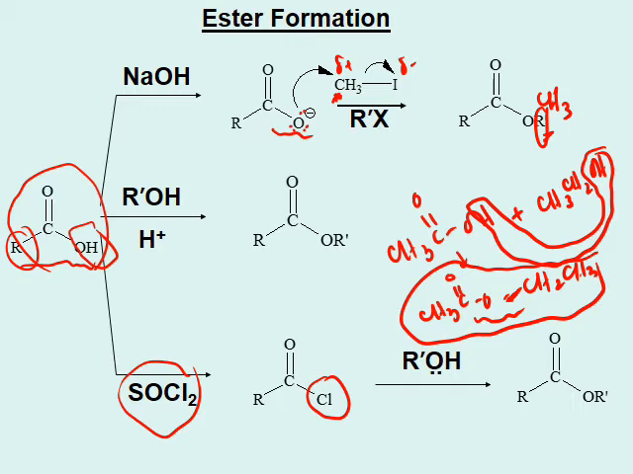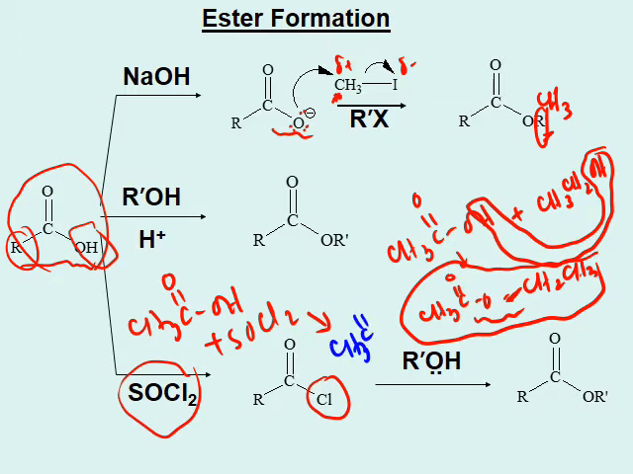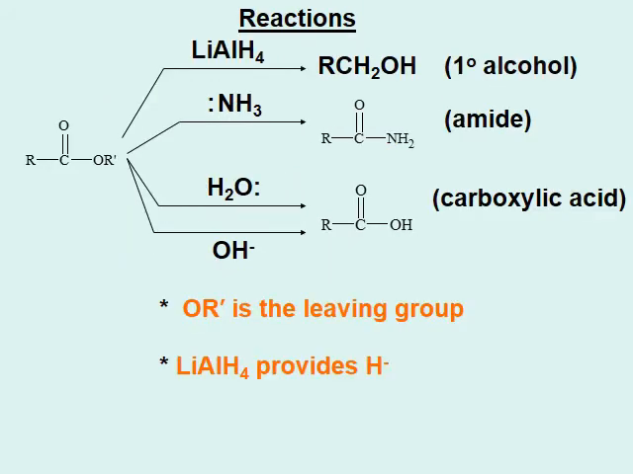So if I have CH3COOH, and if I use SOCl2, I end up with CH3COCl. So basically this OH would be replaced by a chlorine. Now here you see other reactions. You already know these reactions.